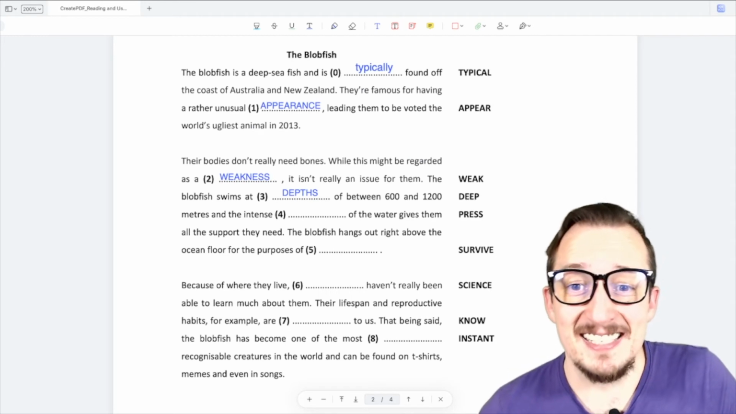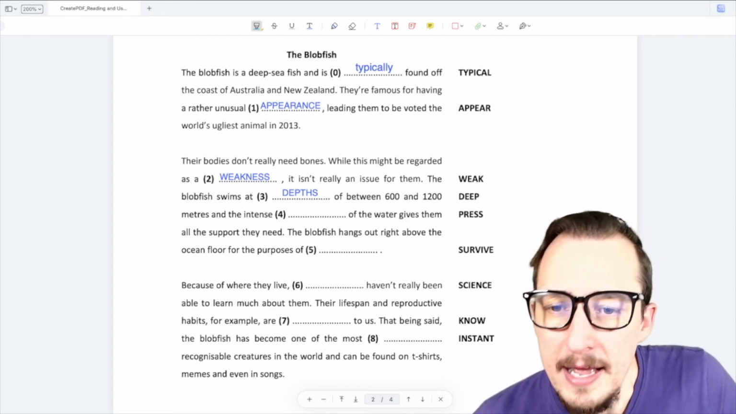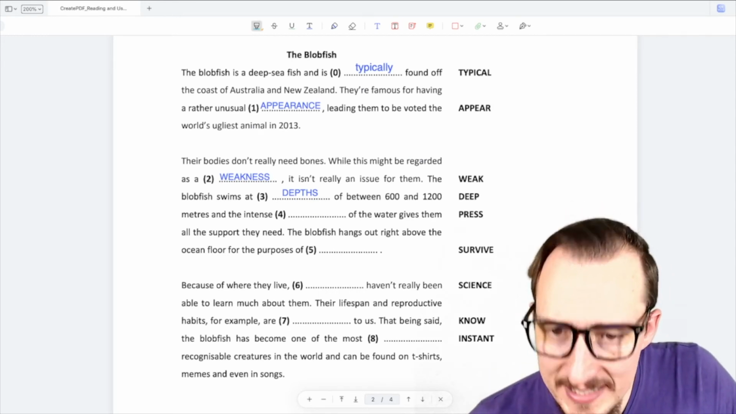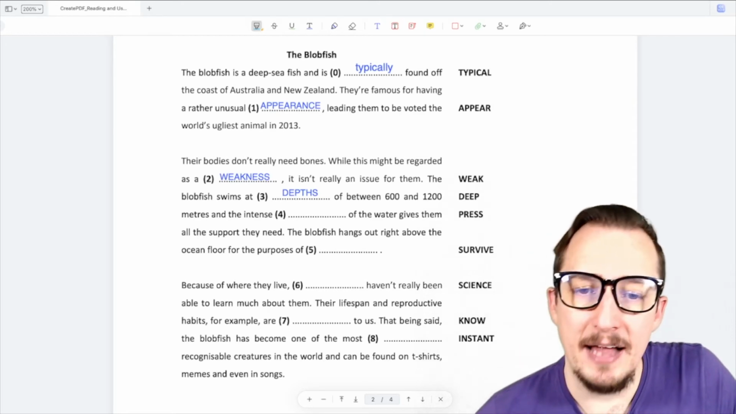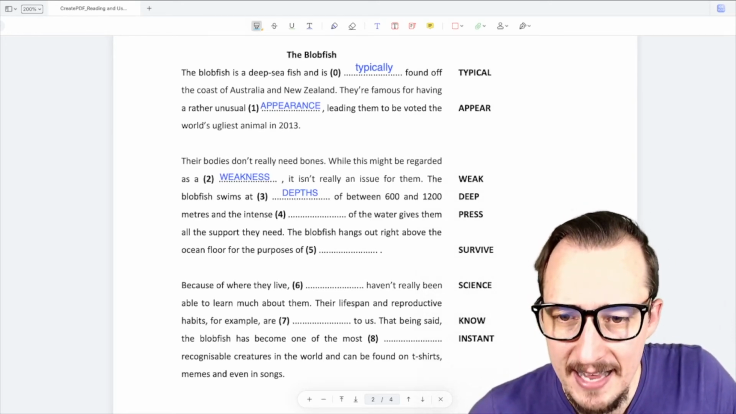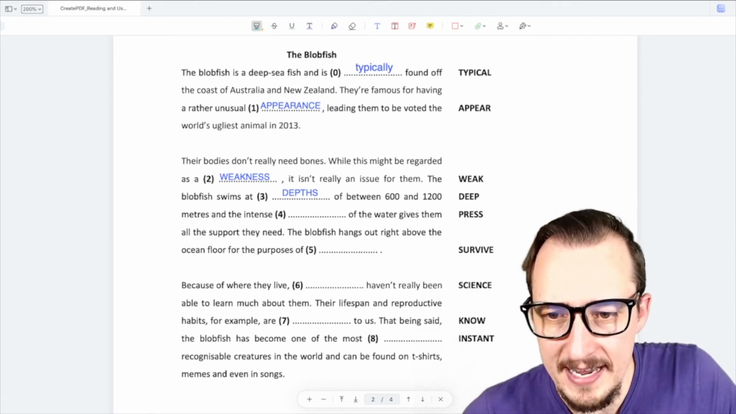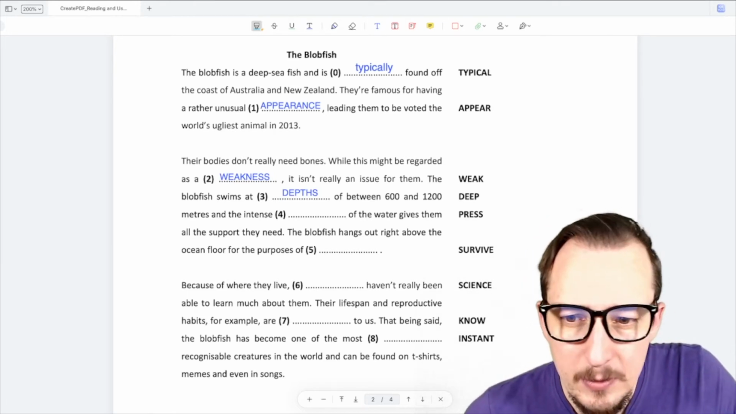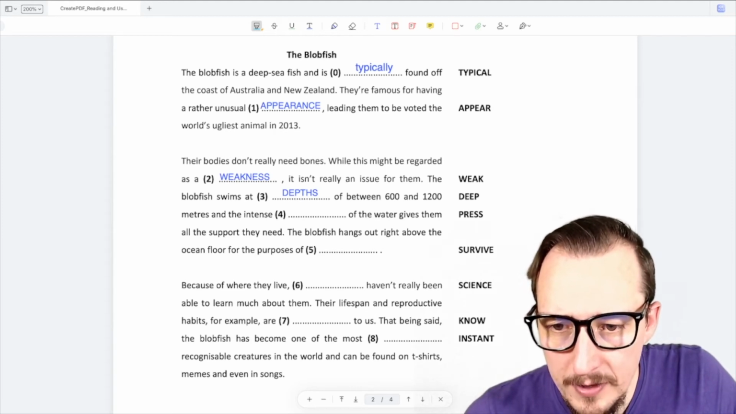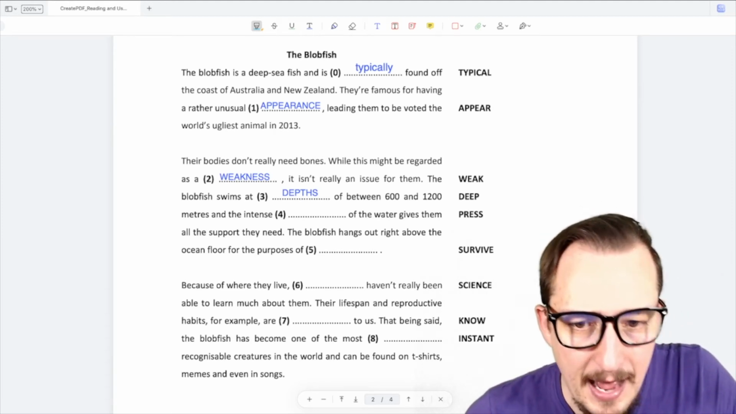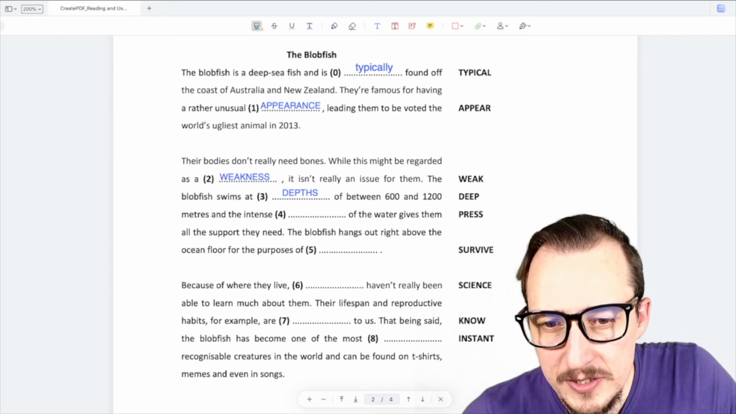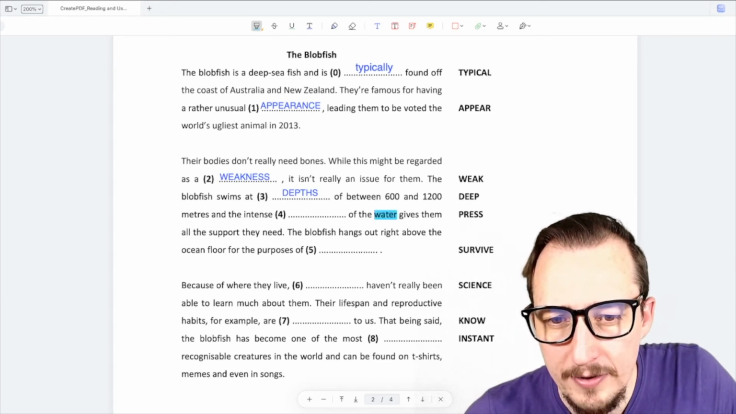So back to the text and question 4. Now, continuing on, the blobfish swims at depths of between 600 and 1200 meters, and the intense gap of the water gives them all the support they need. So again, I think we need a noun. We've got the article the, adjective intense, so it's going to be a noun, of the water. So the water is going to be quite a key word, I think, here.